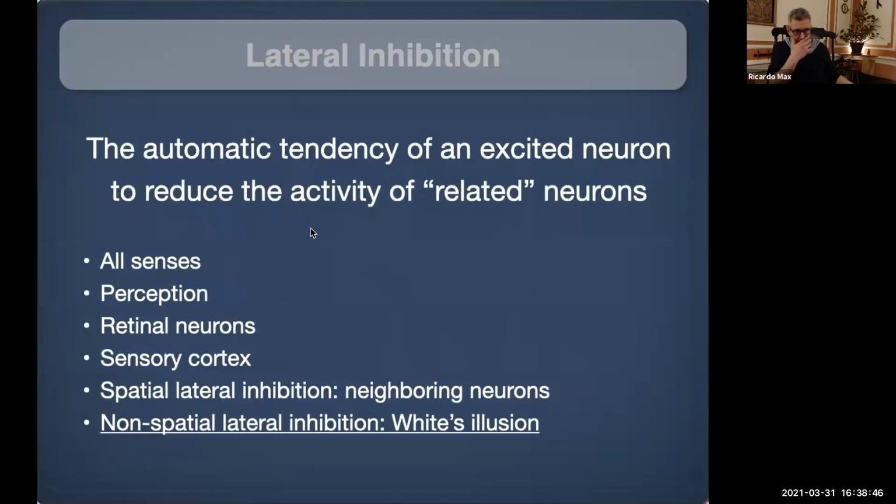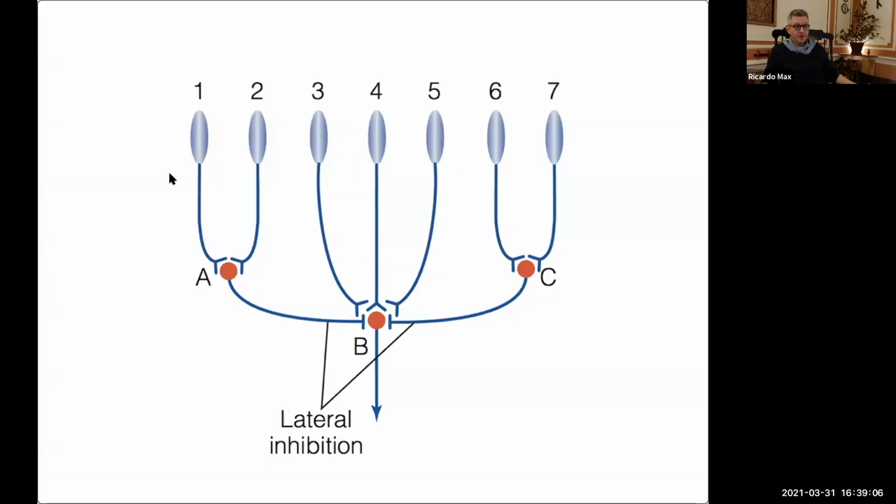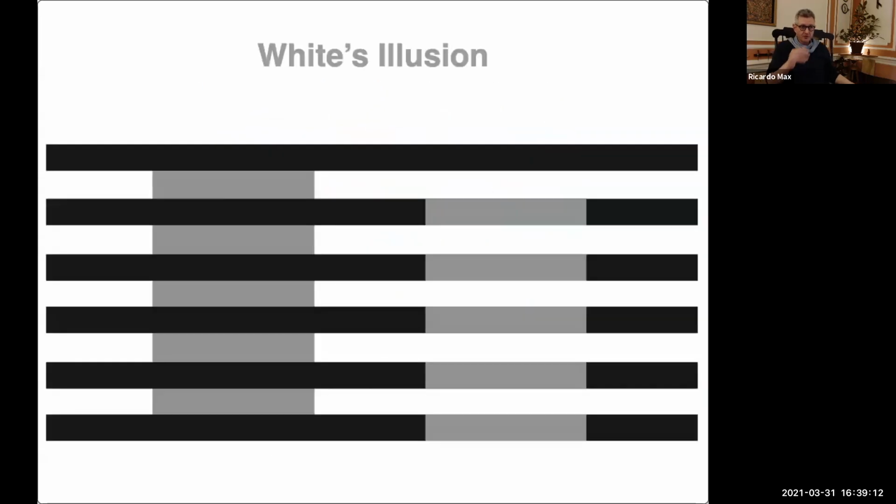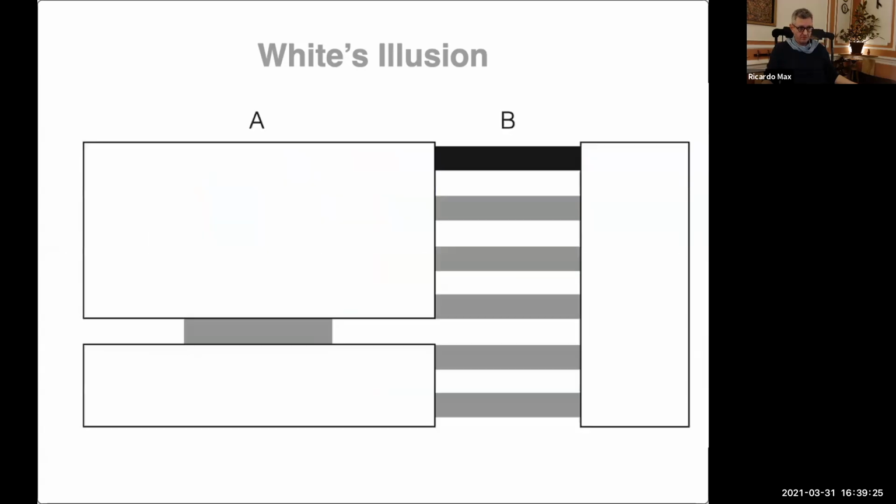Okay, so as I said before, lateral inhibition is not only spatially based, and it's not as simplistic as it's usually defined by neurons in the visual cortex. For instance, White's illusion. Do you all perceive this as much darker than this? Yes, good. It's a strong illusion, but they are the same shade.